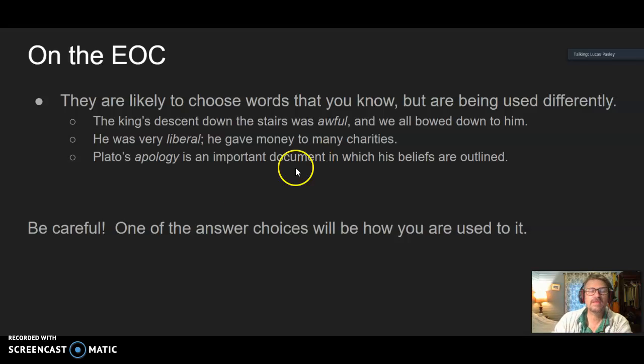Okay, so be careful, and I want you to take note of this, because one of the answer choices will be how you're used to seeing the word. So you don't want to fall into that trap. It's a very common trap. So maybe make a note to yourself. Don't assume that the word means what you think it means. It's probably being used differently.